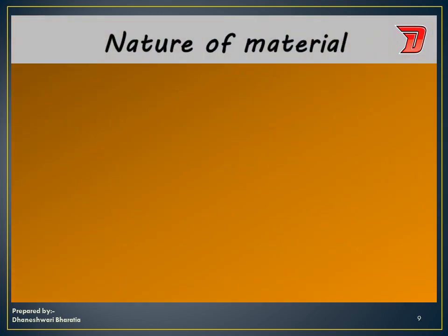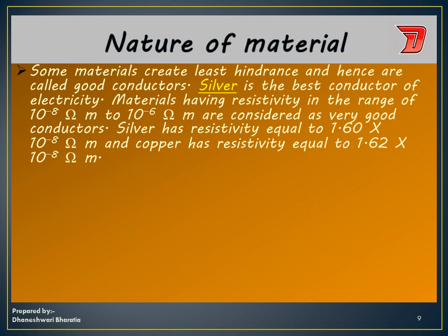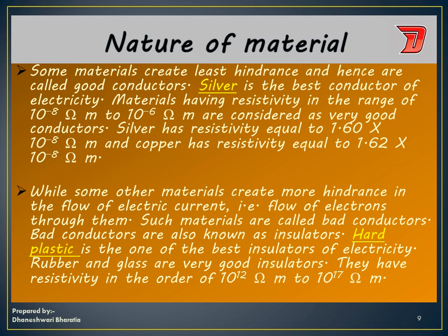With nature of material, some materials create least hindrance and hence are called good conductors. Silver is the best conductor of electricity. Materials with resistivity in the range of 10 raised to minus 8 ohm meter to 10 raised to minus 6 ohm meter are considered very good conductors. You have to remember all these things. Please go through these and remember the examples and the range also.